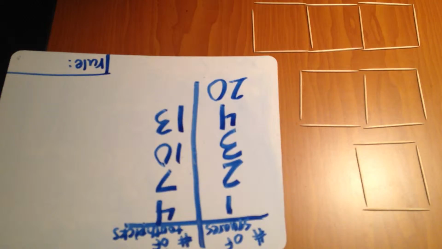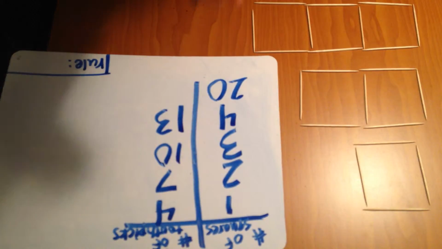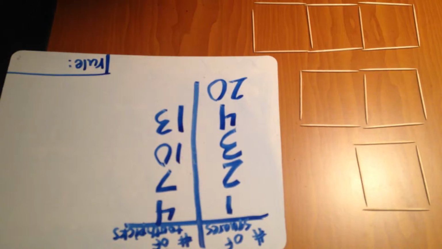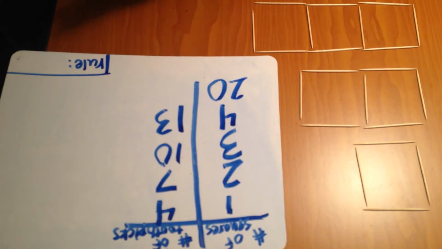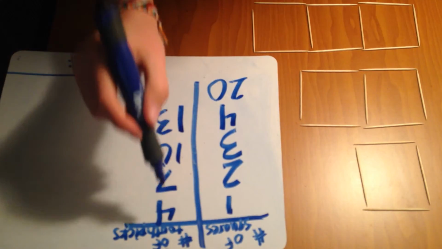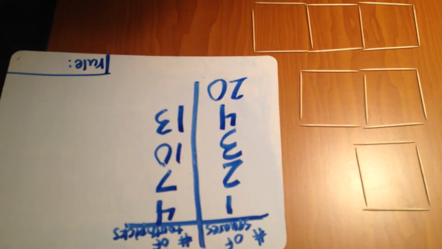So I want to find a rule. I want to find something that will tell me how many toothpicks there will be for a given number of squares. So if I want to find how many toothpicks there will be, all I'll have to do is put the number of squares into my rule, and it'll give me the answer. In order to do this, I'm going to go ahead and break up 4, 7, and 10.